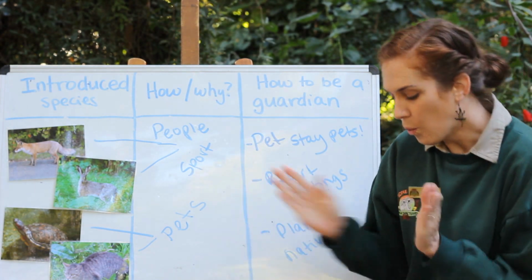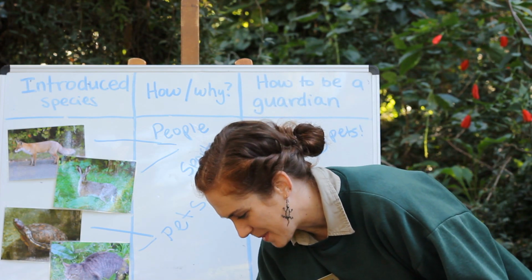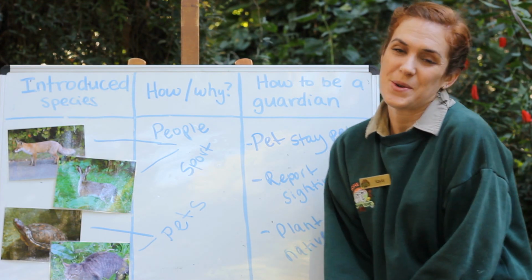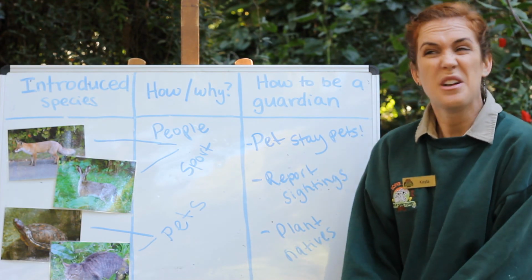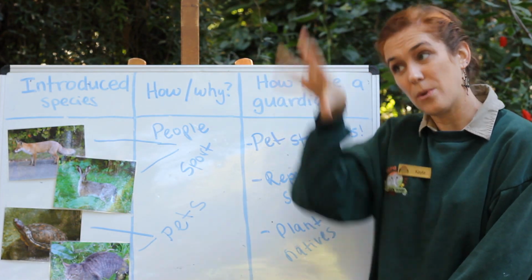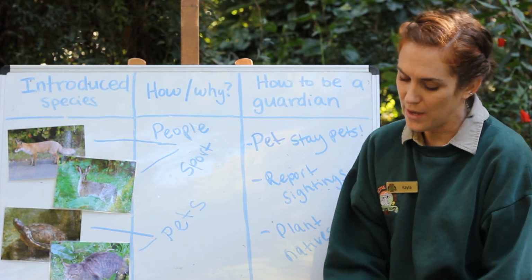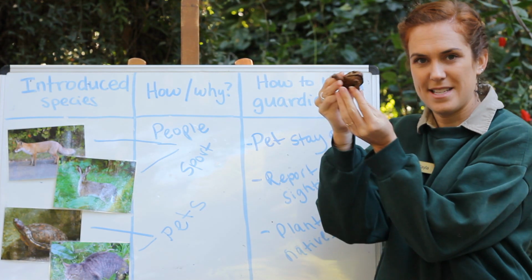Now, one other introduced species that is a big issue here in Queensland and really spreading from the north down towards the south of Australia, something that people in Brisbane see quite a few of, is this animal right here.